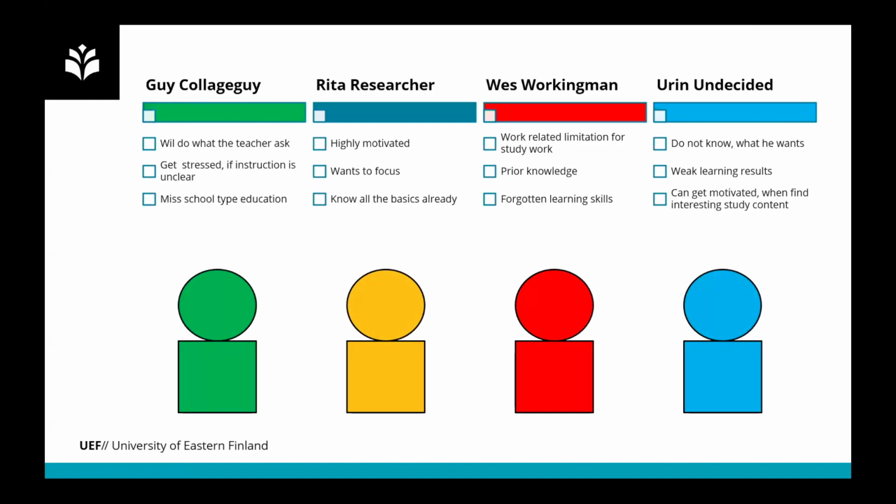There might be some people that are coming directly from college to university. They usually tend to do whatever the teacher is asking, but they need clear instructions. And then we have students in the classroom who already know that they want to focus on this and this thing. So they are like research-type students, I would say, who are highly motivated.